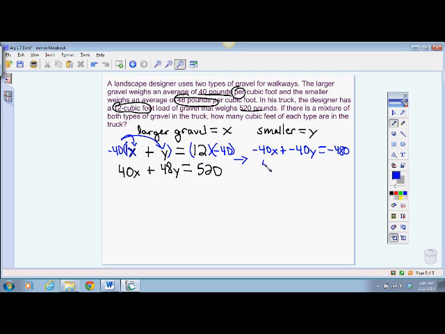Now we can combine that with our second equation, and you'll see how we're able to solve for our missing variable. These cancel. That was the whole point of it. Negative 40 plus 48 is 8y. Negative 480 plus 520 is 40. If you divide both sides by 8, you get y equals 5. That means the amount of smaller gravel is 5 cubic feet.